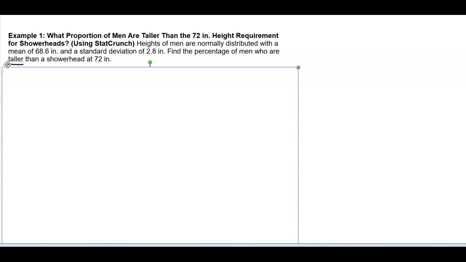So the first thing we want to do is draw our picture. So here is our bell curve. Let's go ahead and draw your bell curve. Okay, and then we know that in the middle here we have the mean, and the mean is given to be 68.6. And that's 68.6 inches.